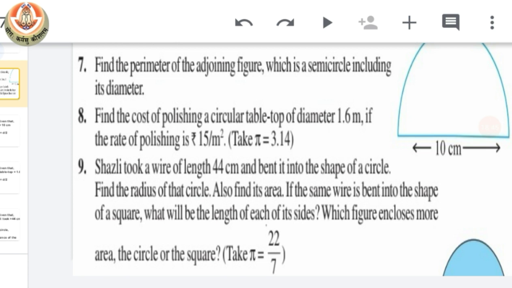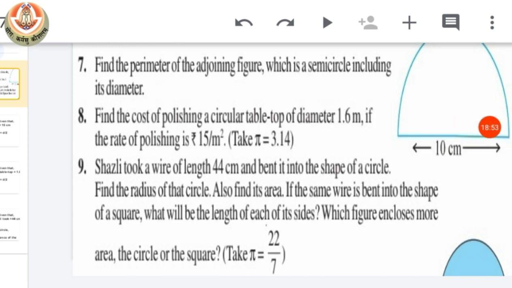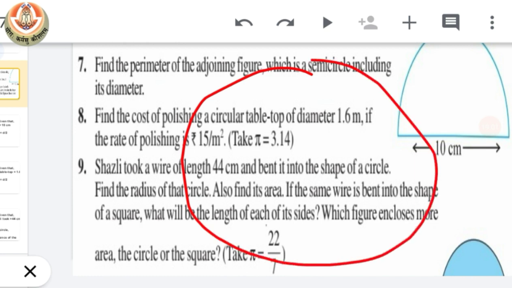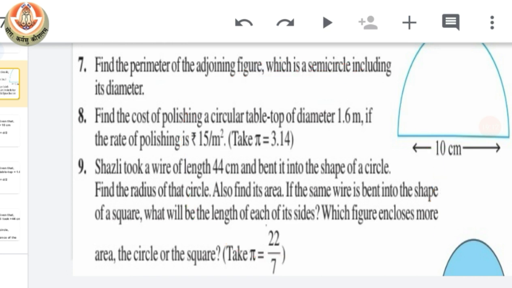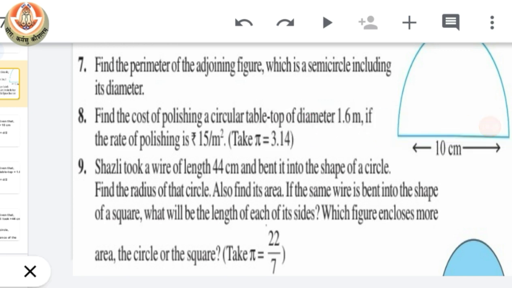Sazli took a wire of length 44 centimeter. So the length of wire is 44 centimeter and bent it in the shape of circle. That means indirectly they are giving us the circumference of this circle is 44 centimeter. Now first we have to find the radius, and after this we have to find this area. If we have circumference, we can easily find the radius, and after radius we can easily find the area.